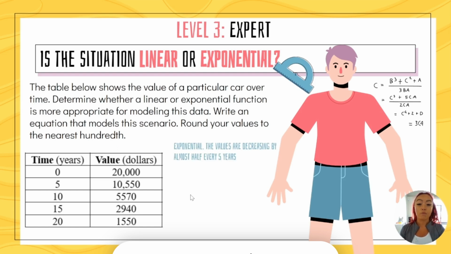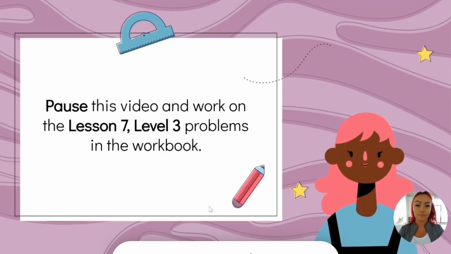So substituting our values into the equation, we get y equals 20,000 times 0.88 to the power of x. Please pause this video and work on the Lesson 7, Level 3 problems in the workbook. Once you're finished with the problems in the workbook, please move on to the next video for Lesson 8.